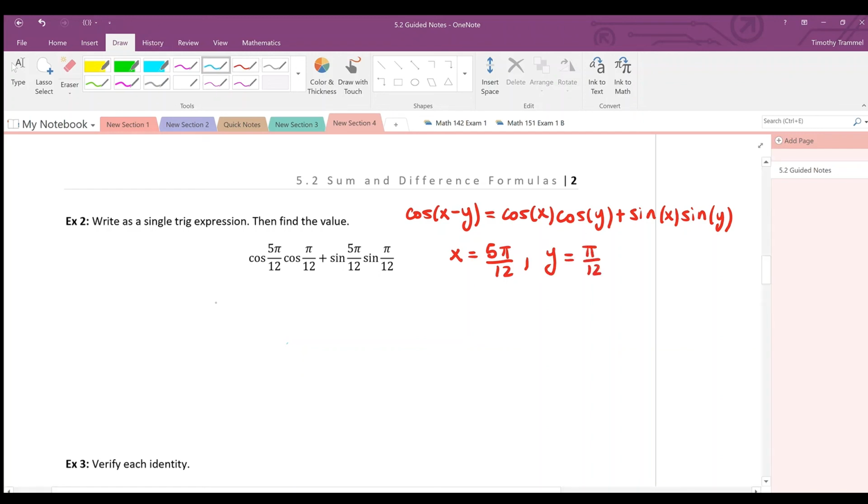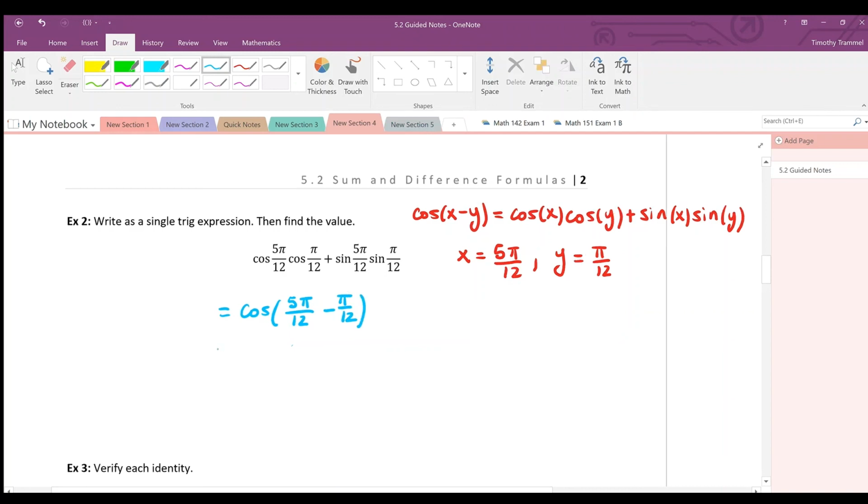So what this means then is we can rewrite this all as cosine of x minus y. So that'd be 5 pi over 12 minus pi over 12. Next, let's subtract the 5 pi over 12 and pi over 12. That should give us 4 pi over 12. Which should give us then cosine of pi over 3. And cosine of pi over 3 is equal to 1/2.